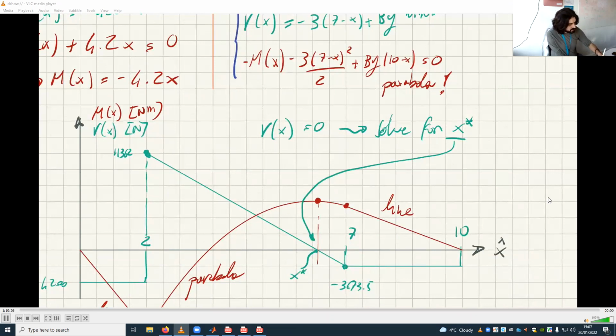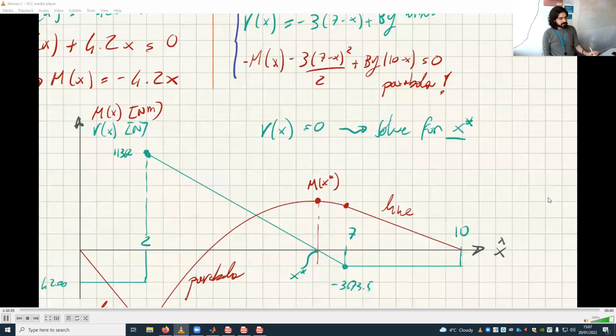And so you can find this value here, which is m of x star. Because that's where you are evaluating the moment equation at that specific point. And you know for certain that it is the maximum of the parabola. How do you know it's a maximum and not a minimum? How do I know that?